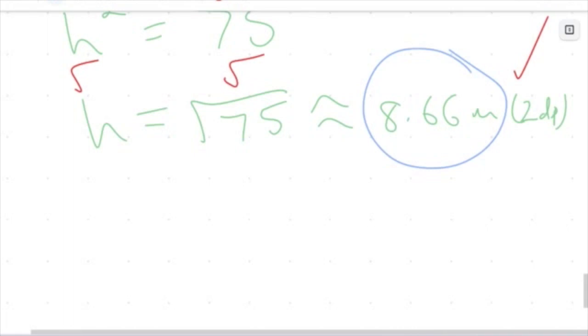And that's how we can apply Pythagoras' theorem to solving both regular questions, like we saw in the first two, as well as a worded application question.